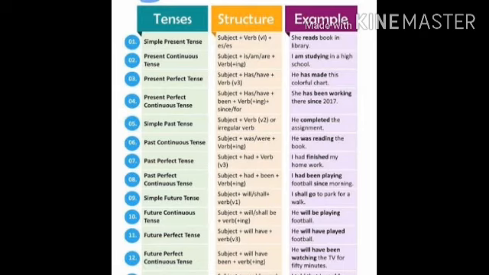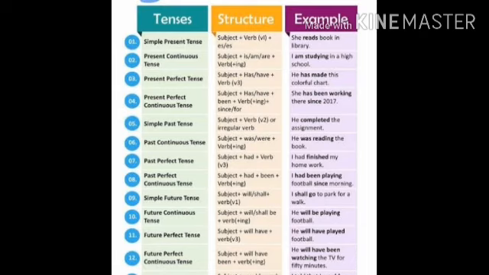So coming to the next one, students, past continuous tense. The formation is subject plus was or were plus first form of verb plus ing plus object. So the example is he was reading the book. In negative, he was not reading the book. In interrogative, was he reading the book?